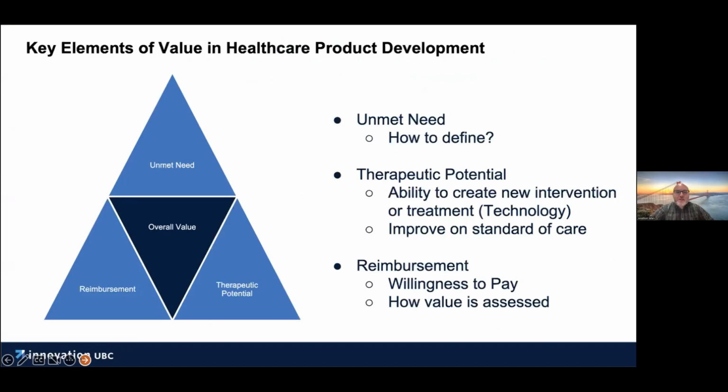So the key elements in healthcare product development, the target product profile, one of the key things is unmet need. Looking at a patient population, how is that defined? How is efficacy defined? Is it, for example, in oncology, overall survival? Is it progression-free survival? Is it overall response rate? In other indications, such as cholesterol, there's a number that you look at, and so you've got a very definitive number that you can use to determine whether or not something's efficacious.